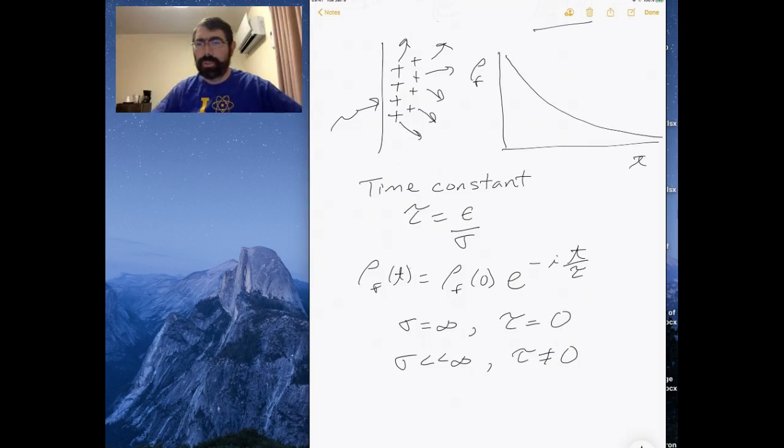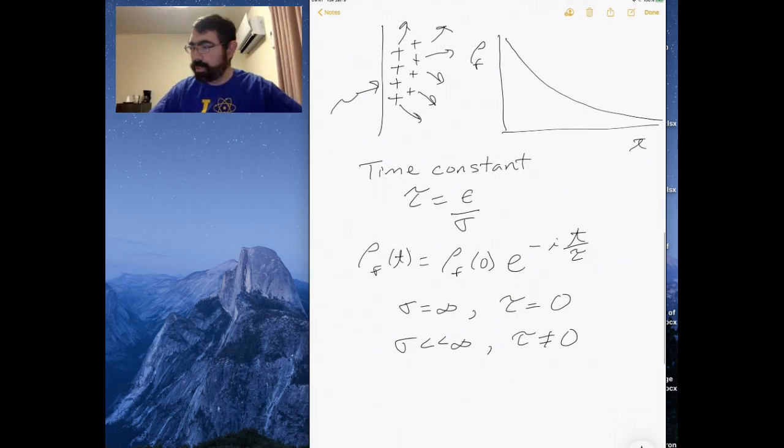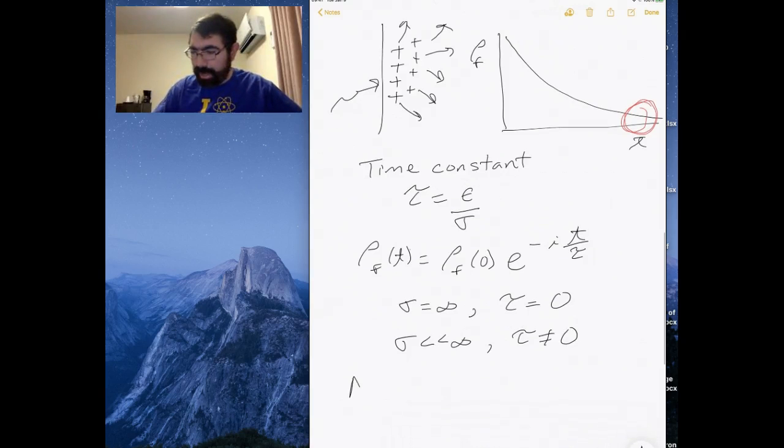So if we now go to the point right over here, where we let the charge go back to 0. So essentially, after a long time, this will go to 0.